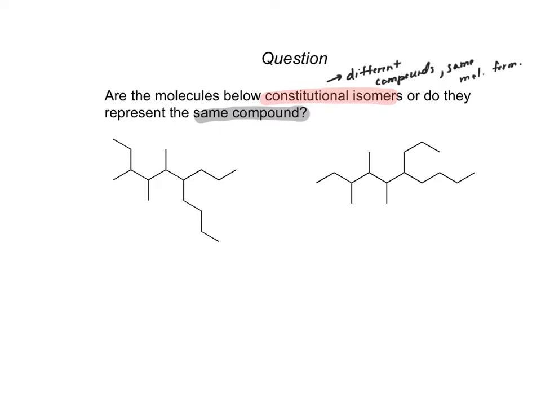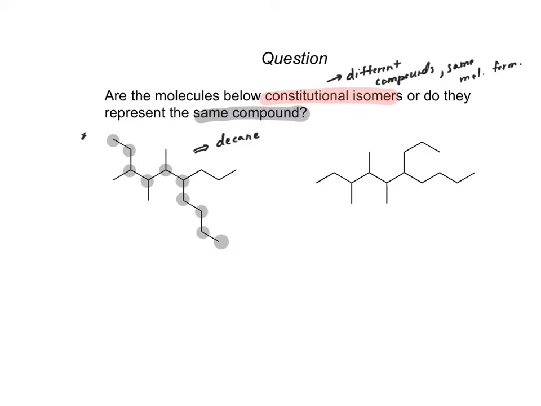Okay, so I'm going to go ahead and start by naming the compound on the left first. So if I go through this, I'm looking for the longest consecutive carbon chain for my parent. I've got 1, 2, 3, 4, 5, 6, 7, 8, 9, 10 here. So the parent chain for this guy is 10, which is decane. I'm then going to look for my substituents.